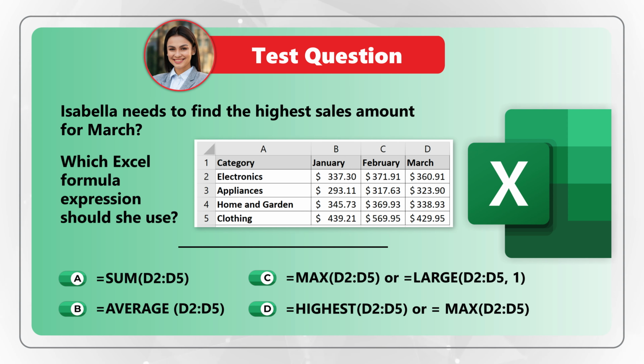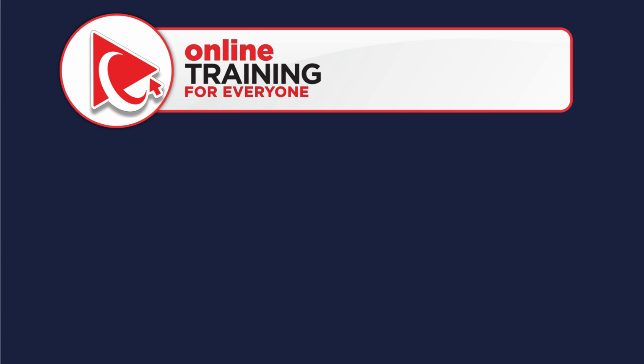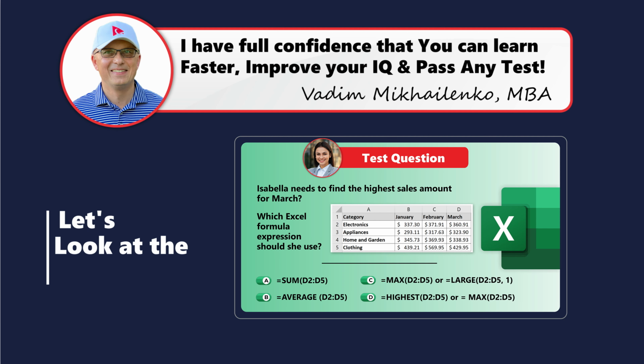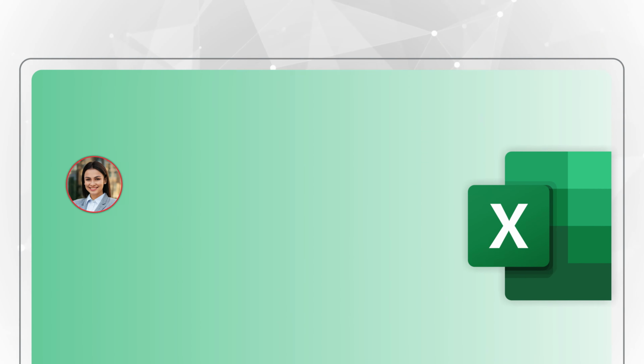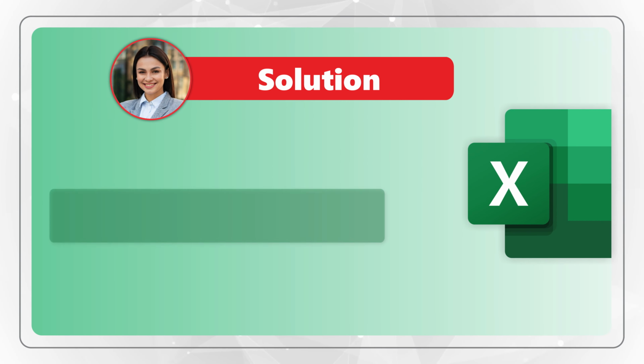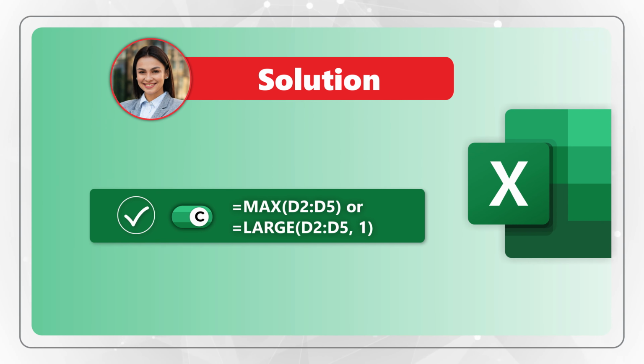On my end, I am going to jump to Microsoft Excel to share with you my version of the solution. And obviously, if you have a better way to solve it, please make sure to post in comments. I believe the correct answer here is choice C. Two formulas that can help you accomplish the result are max with the range D2 through D5 and large with the range D2 through D5, 1.